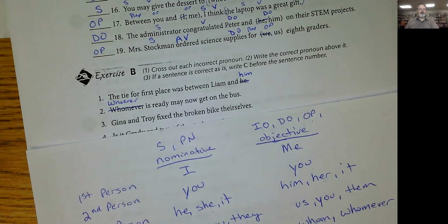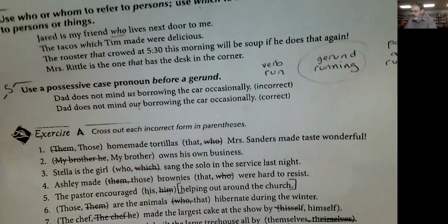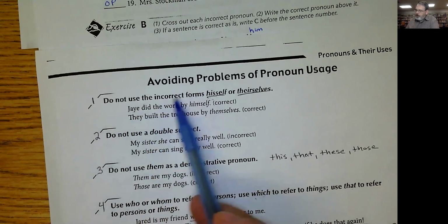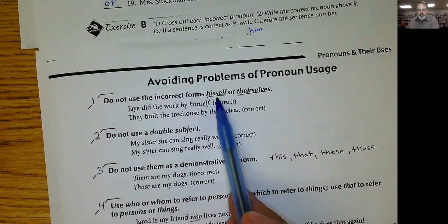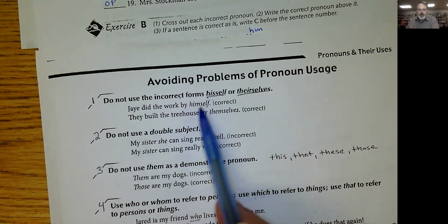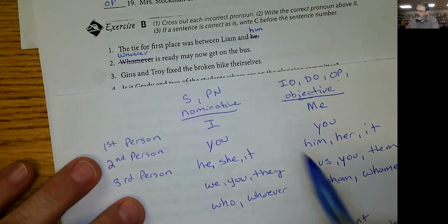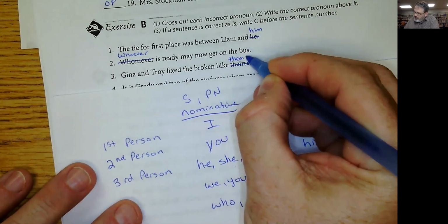Hold on a second. Okay, I went to go get the page 159 that we did together before. And the very first rule on avoiding problems with pronoun uses: do not use the incorrect forms hisself or theirselves. Jay did the work by himself. They built the treehouse by themselves. So we cross theirselves out and put themselves.